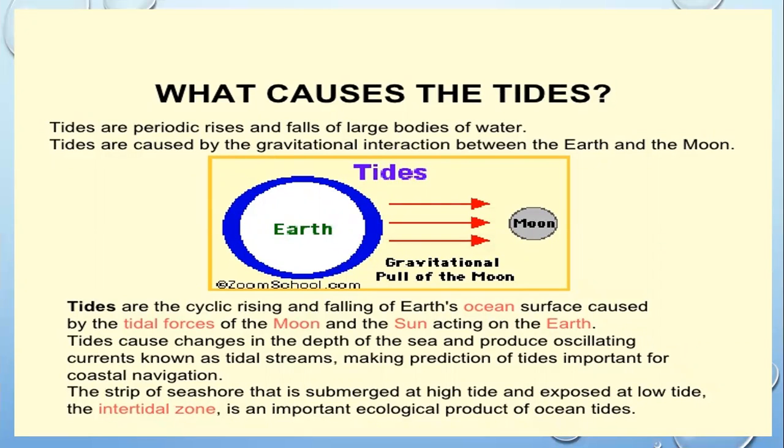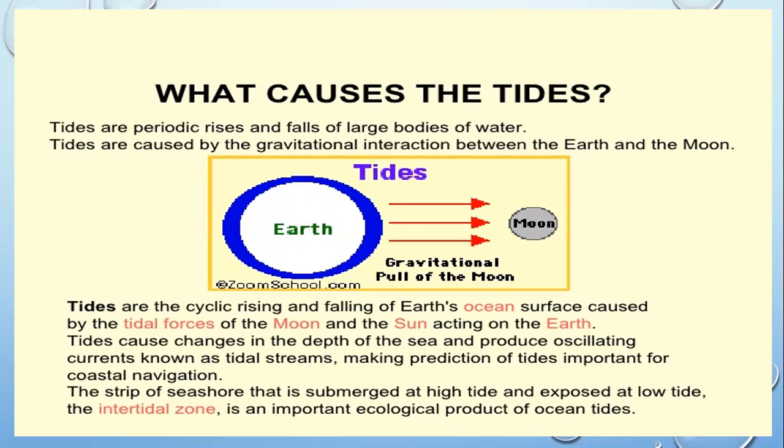Now see students here, the tides are the periodic rises and falls of the bodies of water, and these tides are caused because of gravitational interactions, okay, between the earth and the moon. Okay, now if you see this picture, the earth and the moon, how does it interact? Okay, now tides are cyclic rising and falling of earth's ocean surface, and also it is caused by tidal force of the moon. Okay, now these tides cause changes in the depth of the sea, and these oscillating currents are also known as tidal streams.